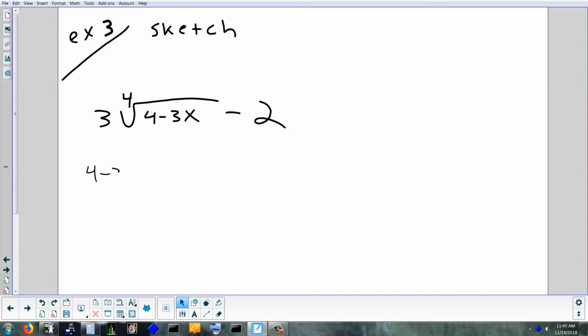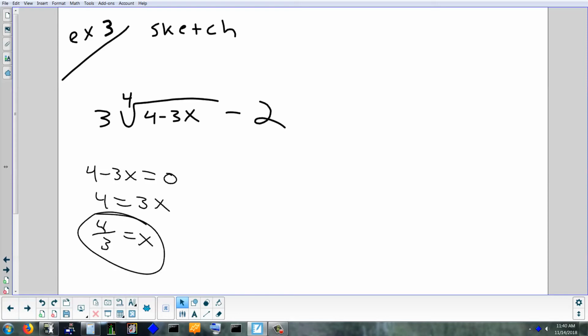Set your radicand equal to 0. Move the 3x to the other side. And there's your x value, 4/3. Now, this is an even root. Do we have a start point or a center point? Start. So what that means is you're only going to be able to pick x's either bigger than 4/3 or smaller. If you pick the wrong way, you're going to get imaginaries. So it'll be very easy to tell. You type it in, if it says error, you went the wrong way.